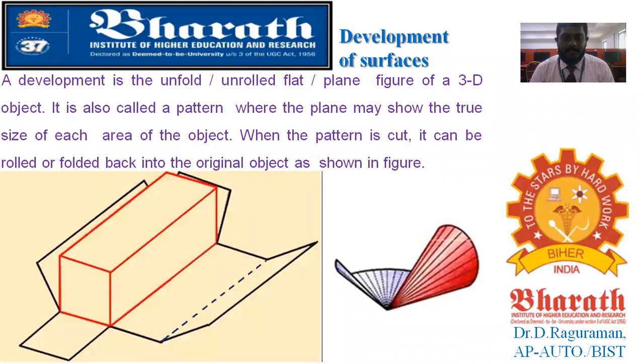What is the development of surfaces? The name itself implies it is going to be surfaces only, not a volume. Whatever solid object you wrap and unwrap, you are going to get surfaces. That is what a development is: the unfolded or unrolled flat plane figure of a 3D object. The 3D object is what I call a standard solid. It is also called a pattern.